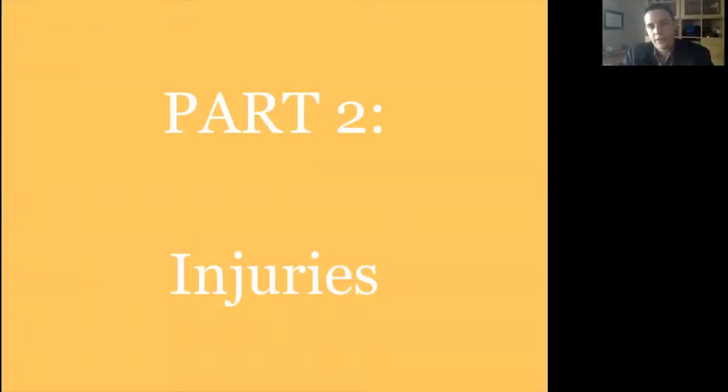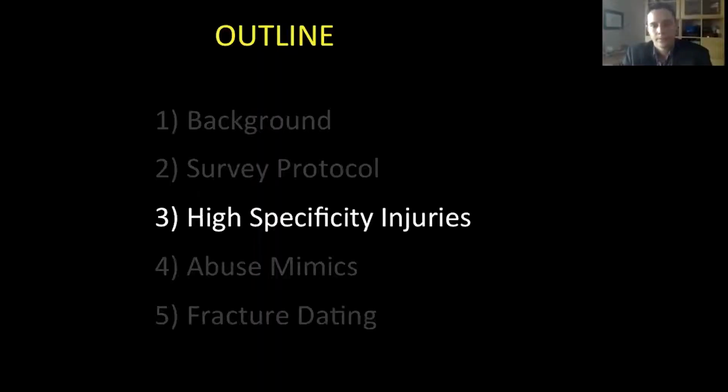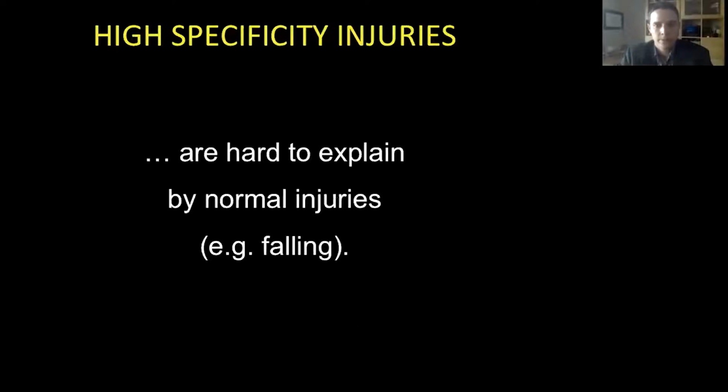Part 2, injuries. So we're going to talk about high specificity injuries. And what we mean by that is when you see a particular injury, you want to know, could this have happened by accident or not? If it's not likely to have happened by accident, then you're calling it a high specificity for abuse injury.